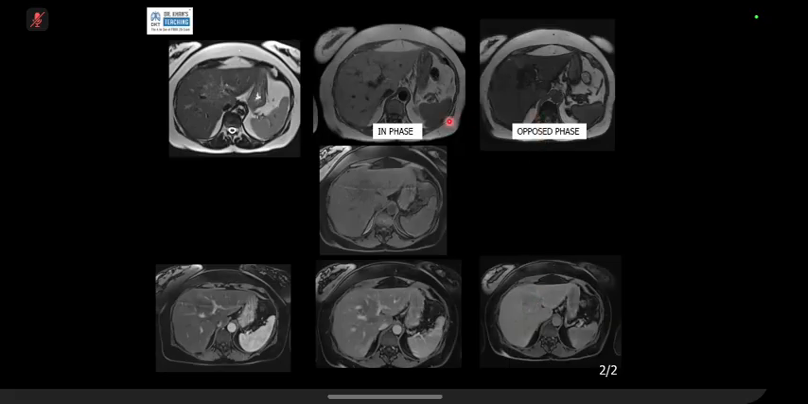Look at the in phase and opposed phase. They come in pairs. In this, the image contains the signal of fat as well as water. Here, the fat is minused and fat becomes black to your eye. Now, first of all, you have to see the liver. You will agree that the whole of the liver becomes black. So there is diffuse fatty infiltration.